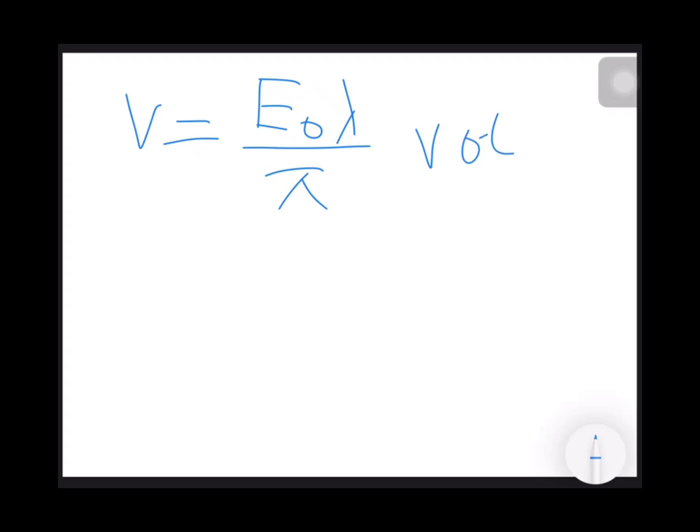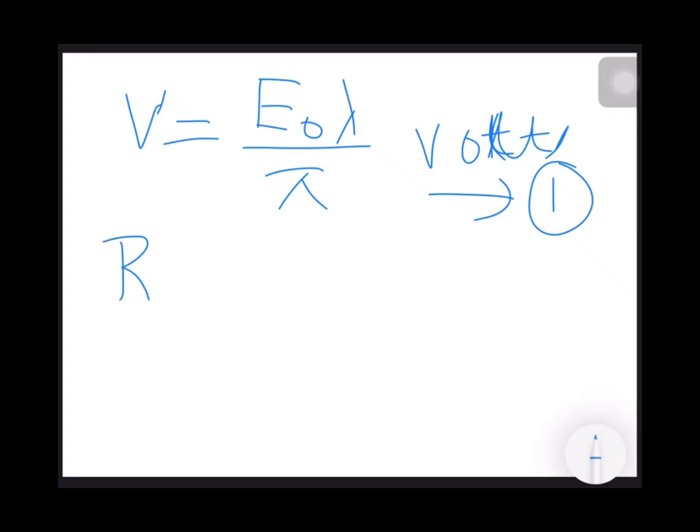Now the final equation is V is equal to E naught into lambda divided by pi volts. This is the voltage. The total resultant voltage is E naught into lambda divided by pi. Let us consider this as equation number 1.